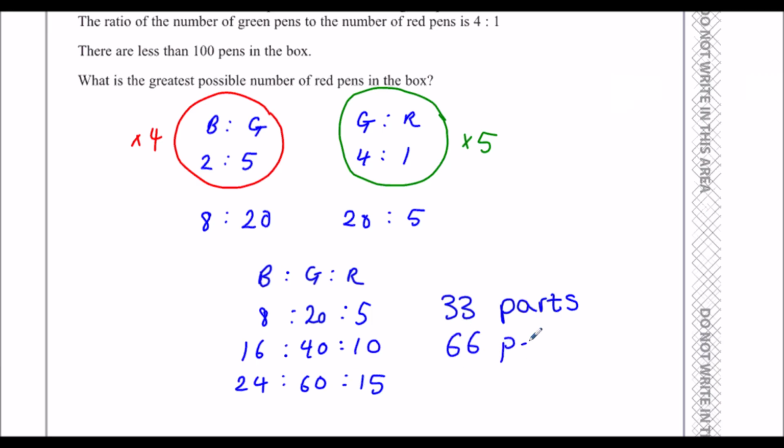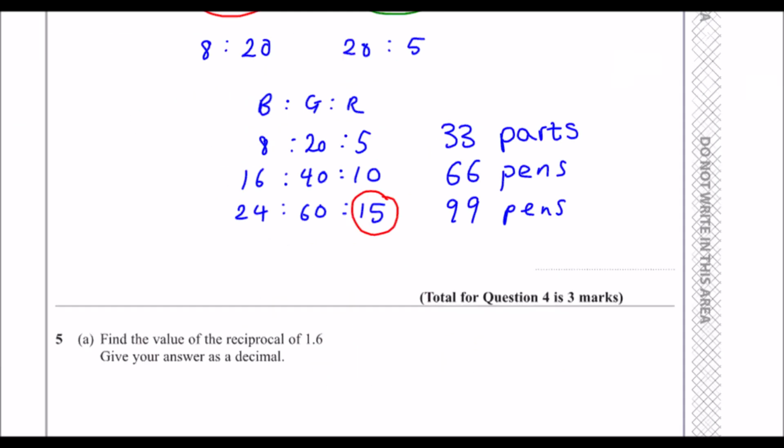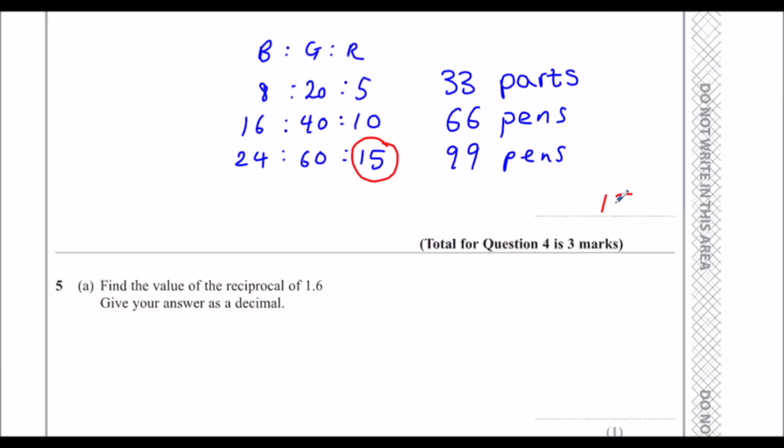So this will be 66 pens. This will be 99 pens. So they're the only options. We can either have 8, 20, and 5, 16, 40, and 10, or 24, 60, and 15. There are less than 100 pens. That's why they're the only options. What's the greatest number of red pens? That must be 15. So 15 is the answer.